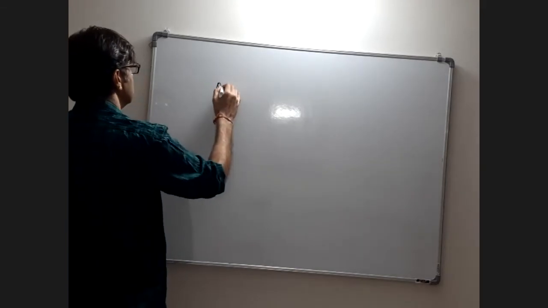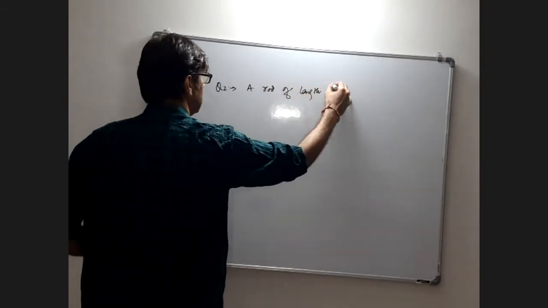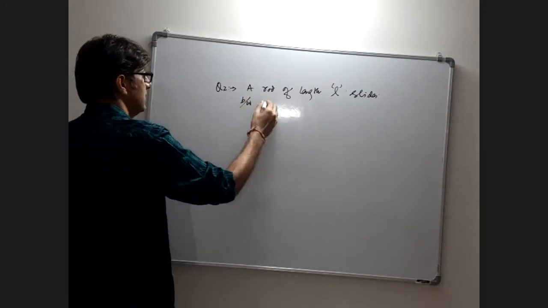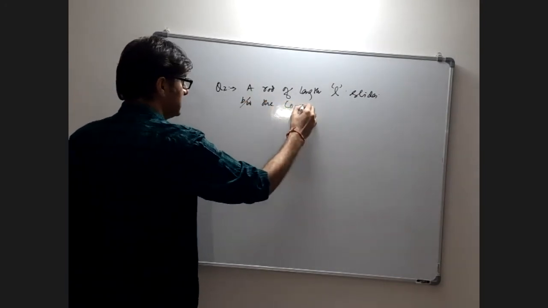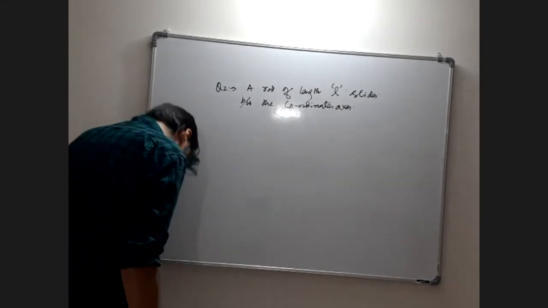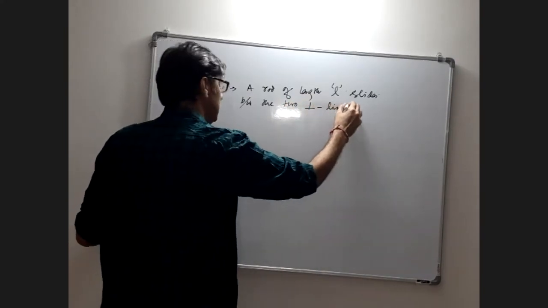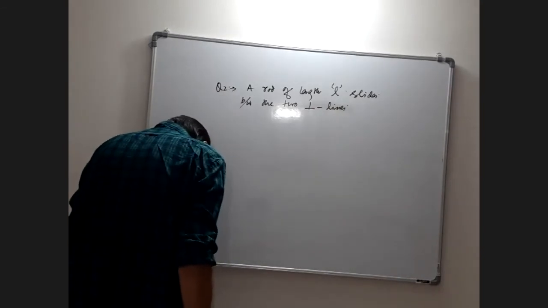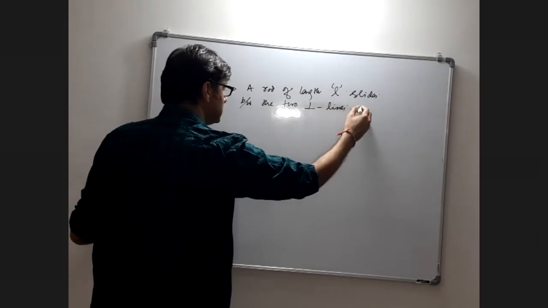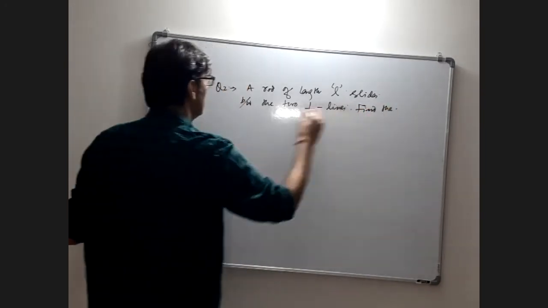Question number 2. A rod of length L slides between the two perpendicular lines, with its ends on the two perpendicular lines. Find the locus of its midpoint.